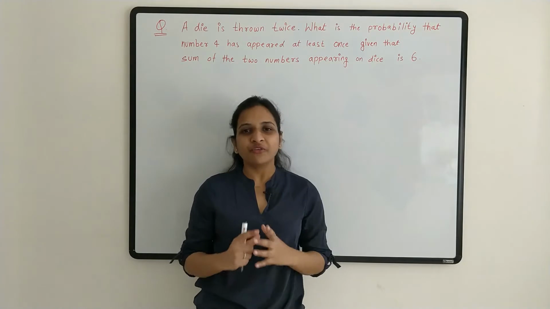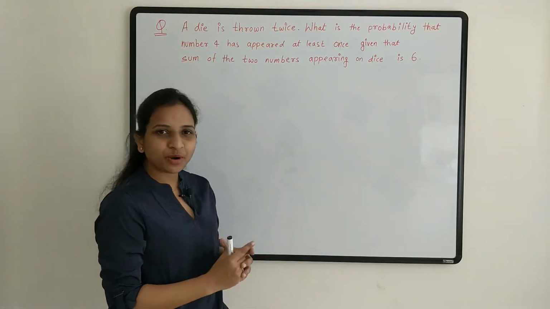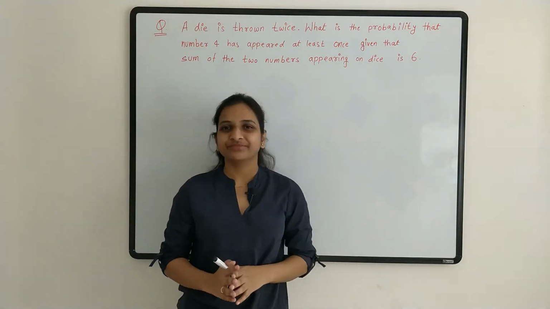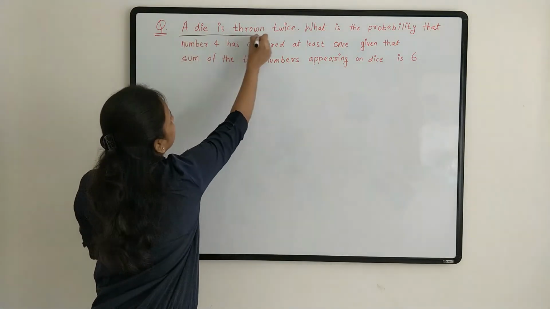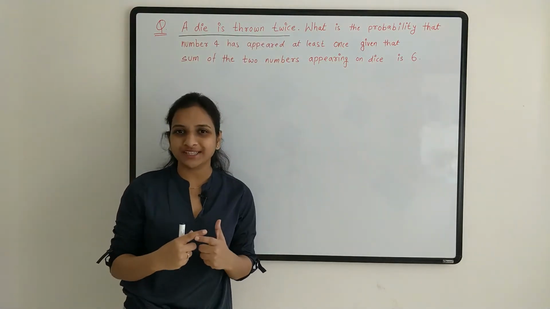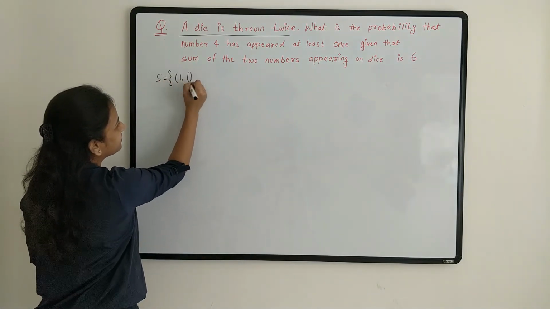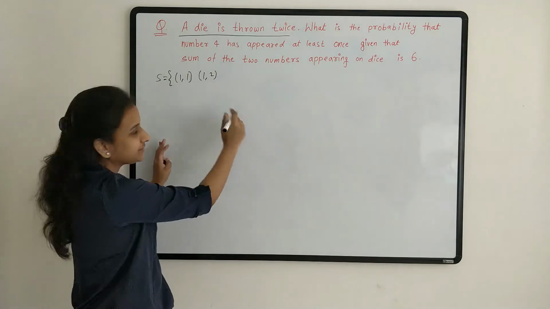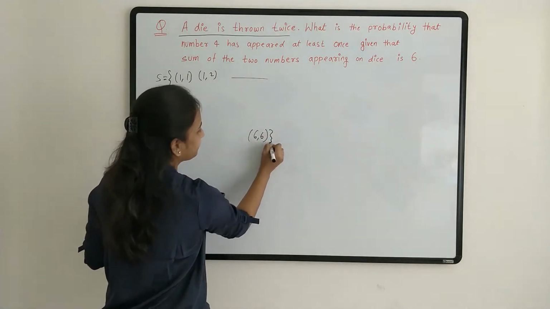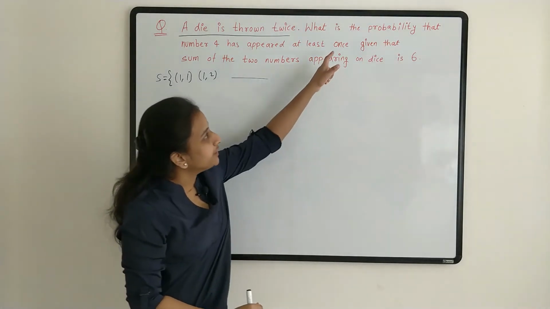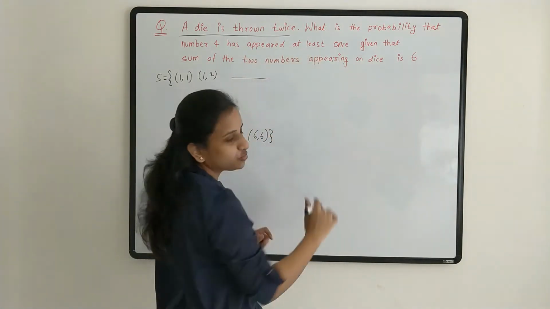Most of us know the formula and the mathematics, addition, subtraction, everyone knows. But the main problem is decoding the question. Let's decode this question together. A die is thrown twice. Then what will be the sample space? The sample space will be like this: 1,1; 1,2. We have solved this many times. Like this it will continue till 6,6. Fine.